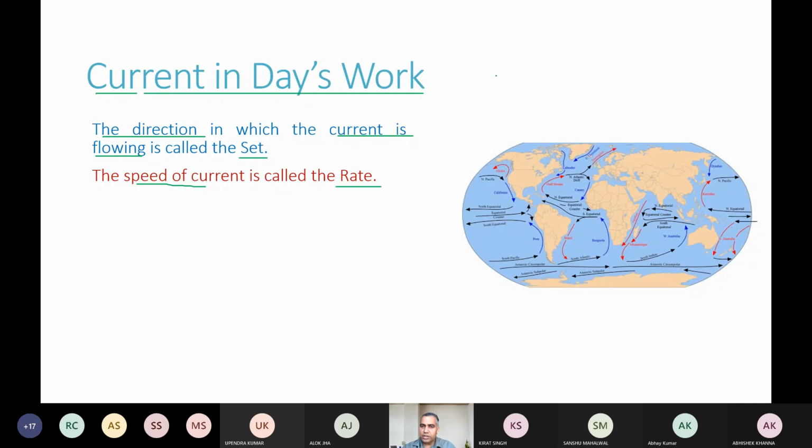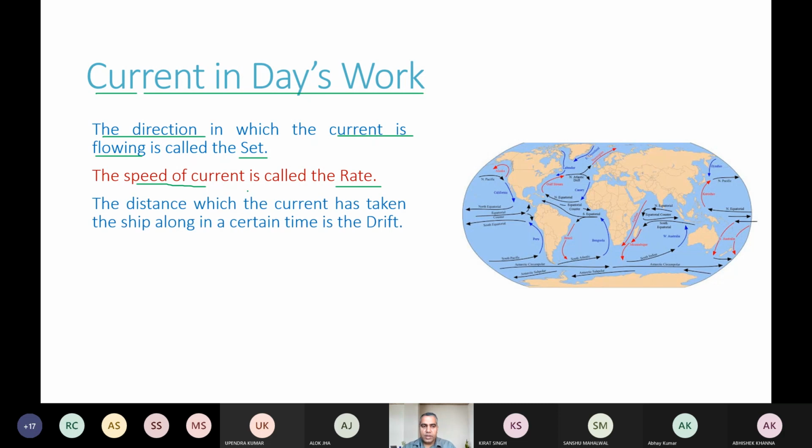So if they say the rate of the current is 2, that means the current is moving with a speed of 2 knots. So rate is basically the speed of the current. Now the distance which the current has taken the ship along in a certain time interval is called the drift of the current. So direction is known as the set, the speed is known as the rate, and the distance the current has pushed us in a particular direction is known as the drift.